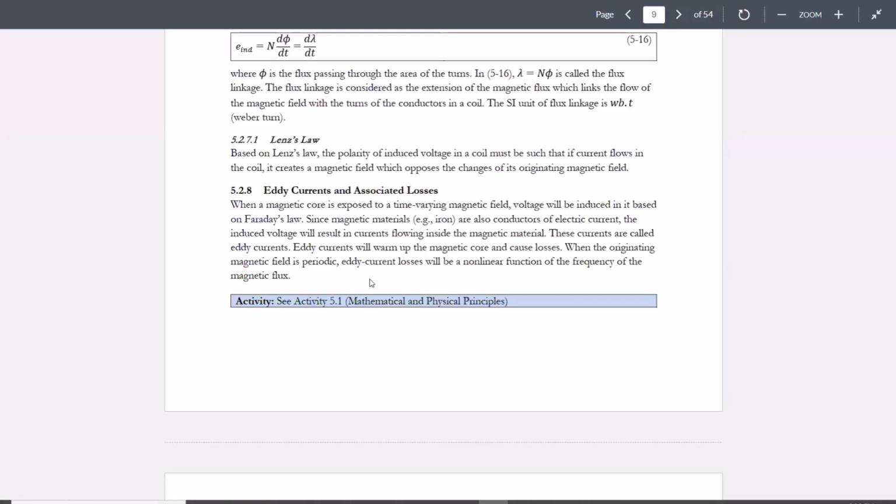These eddy currents cause losses which warm up the magnetic core. When the originating magnetic field is periodic, usually changing in a sinusoidal way, the eddy current losses would be a nonlinear function of the frequency of that magnetic flux. If that magnetic flux is sinusoidal with a 60 hertz frequency, then we have a certain eddy current. If it becomes 70 hertz, eddy currents would be different. There is a relationship between the frequency of that originating magnetic flux and the eddy current losses, which depends on the magnetic material, and in general is a nonlinear function of the frequency. Keep that in mind.